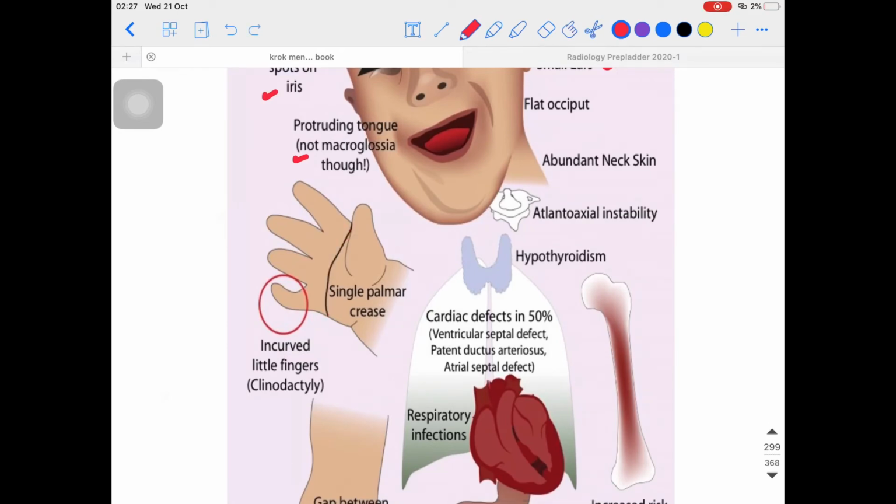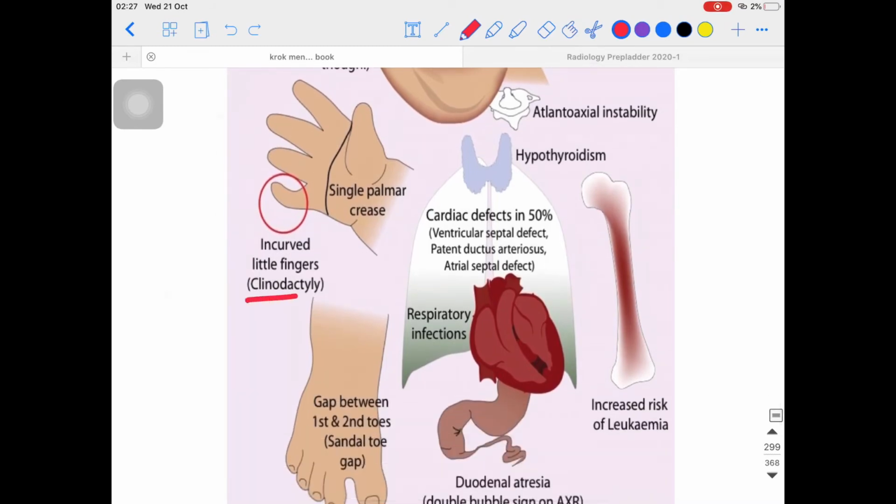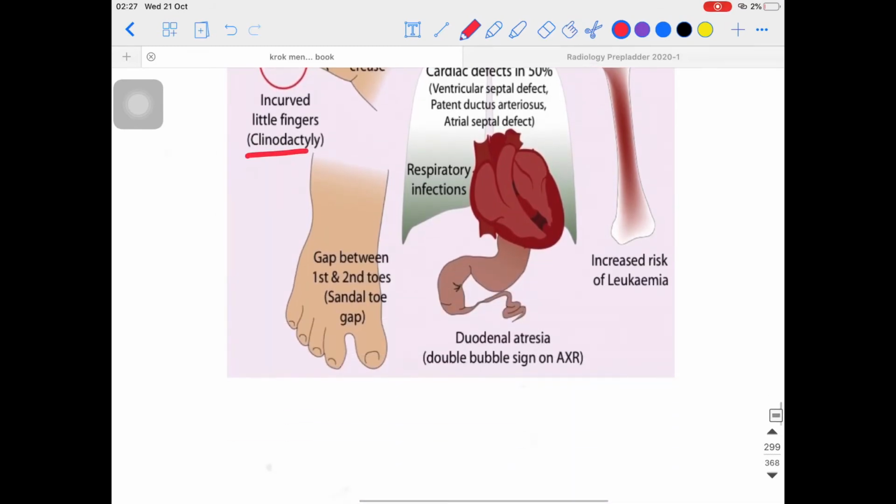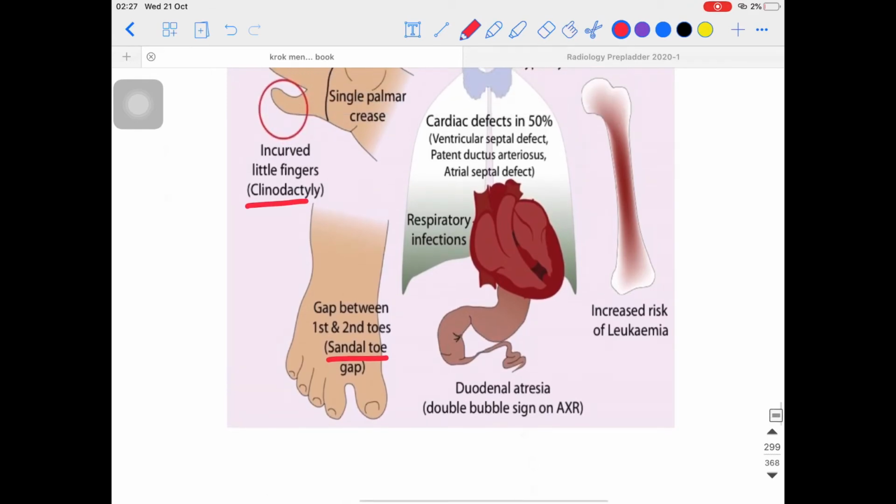And they'll be having gaps in their fingers, so we call that clinodactyly, and a gap between the first toe and the others. That is the central toe gap which we generally talk about. Duodenal atresia can be there, that is the radiological sign. Double bubble sign will be seen over there.